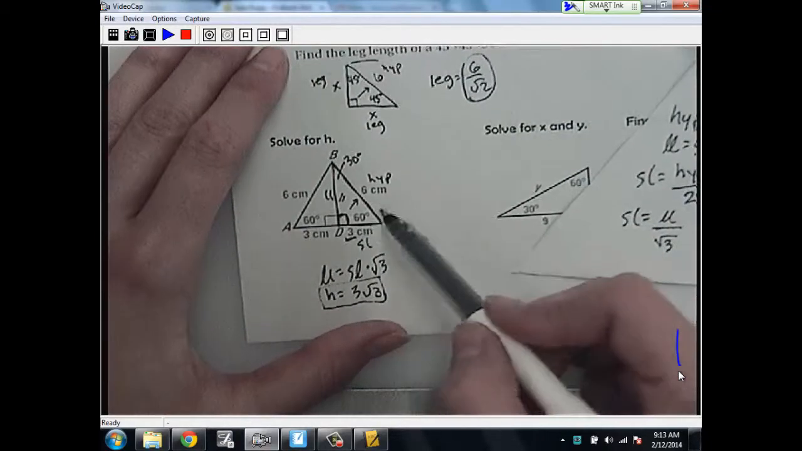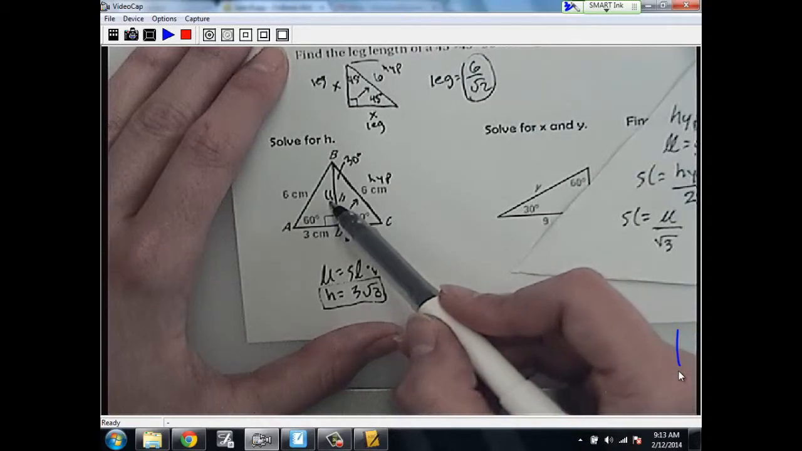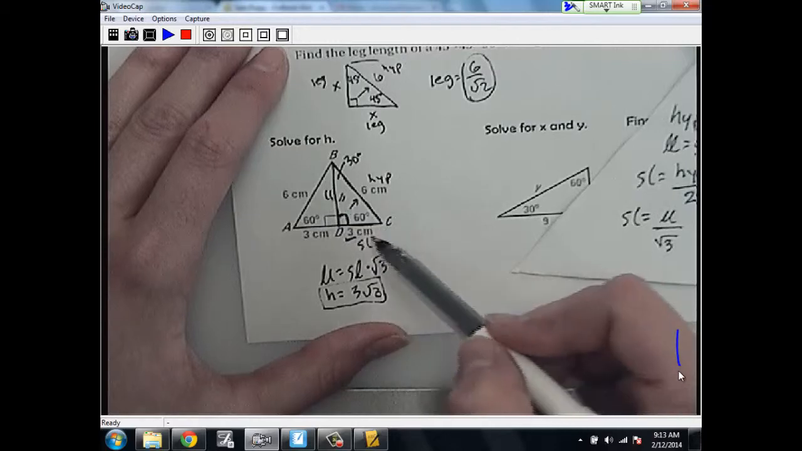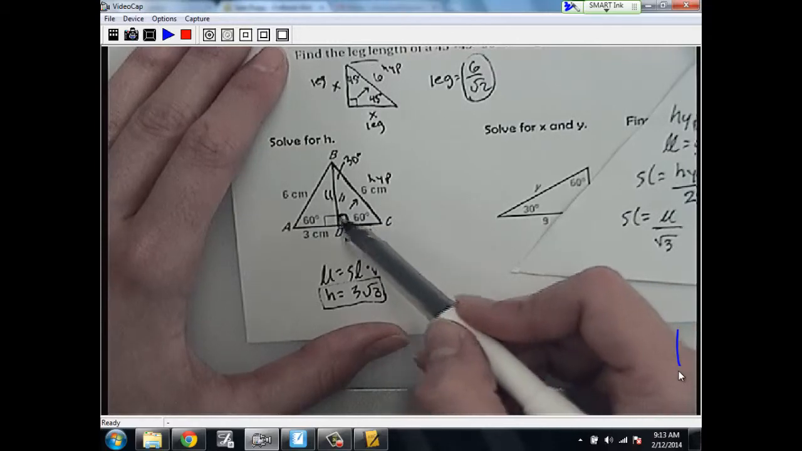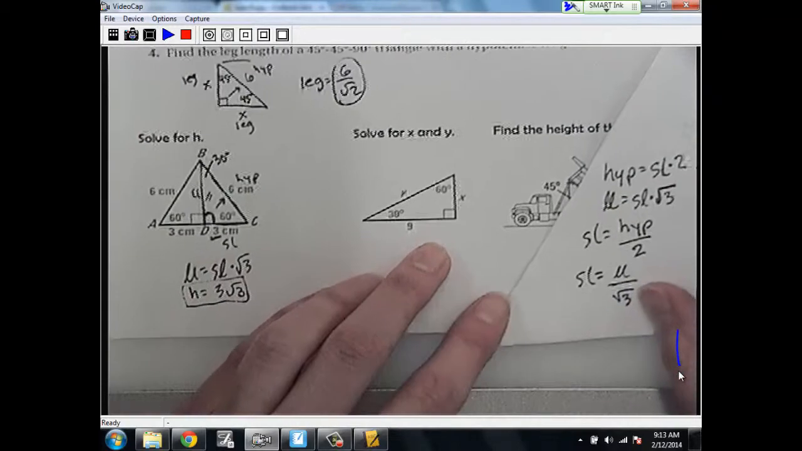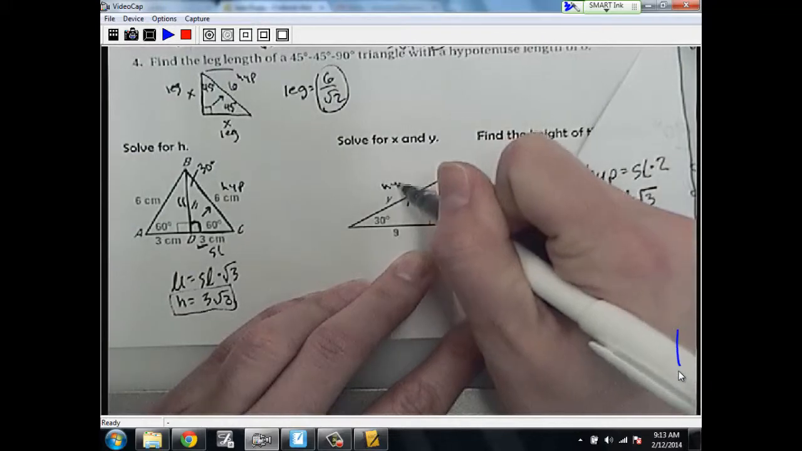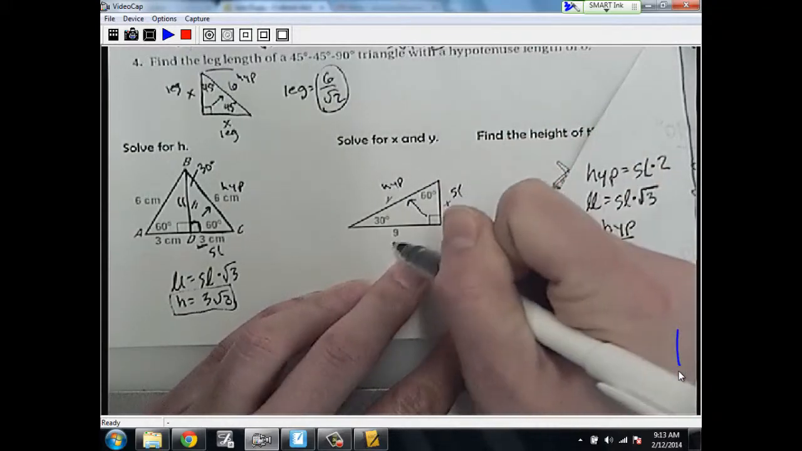So look at this real quick. If this was my short leg, we have 3 times 2 gives me 6. And over here, 3 times the square root of 3 gives me 3 square root of 3. That'll work every single time. Multiply by 2 here, multiply by square root of 3 here. How about this one? I'm telling you, pretty straightforward. It's 30, 60, 90. Here's my hypotenuse. I have the shorter leg, and I have the longer leg.